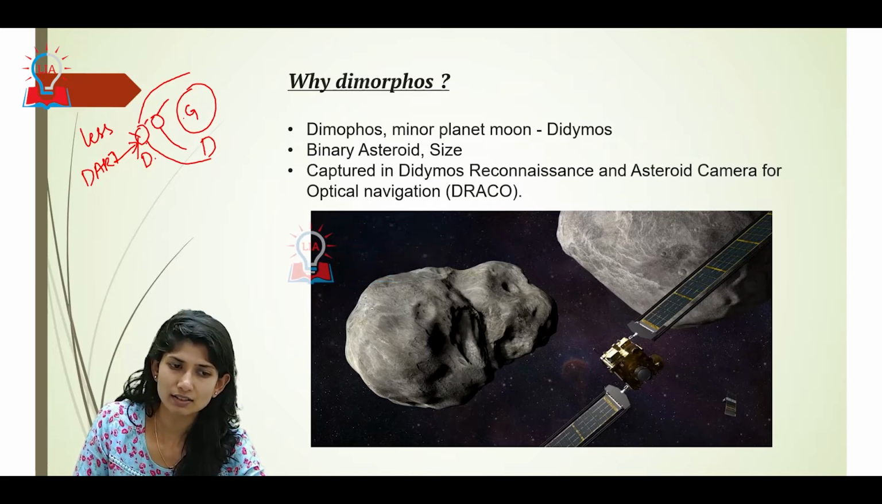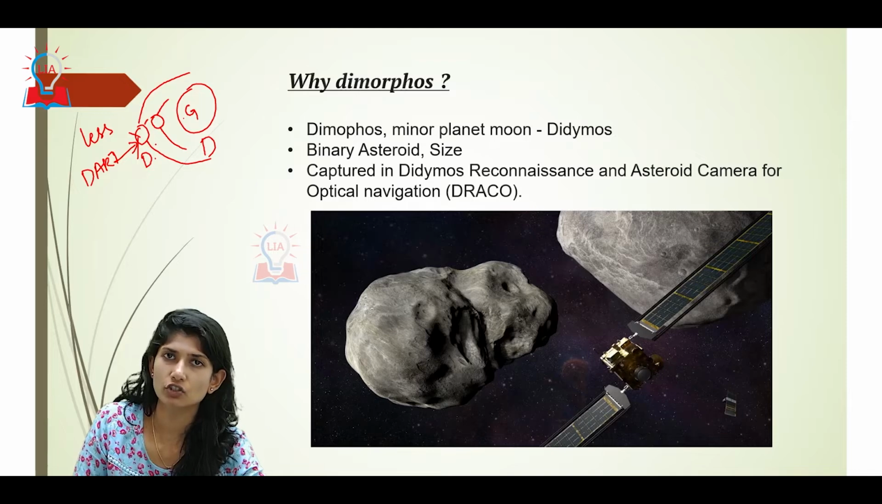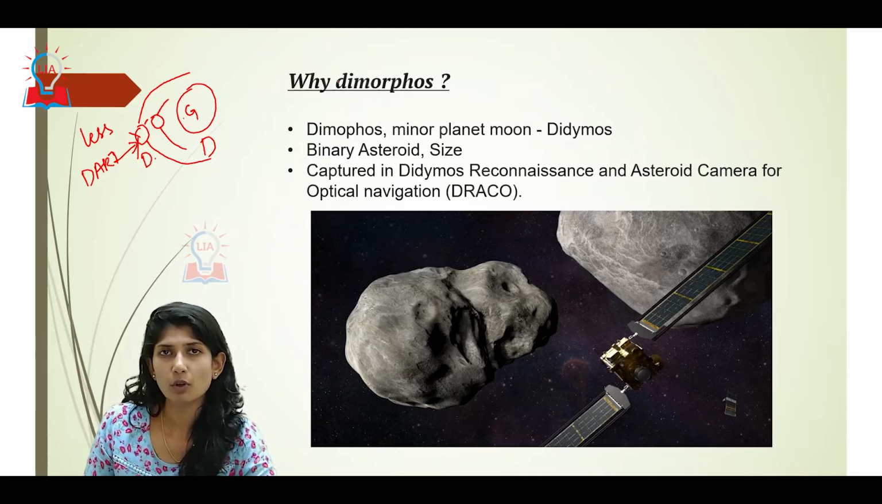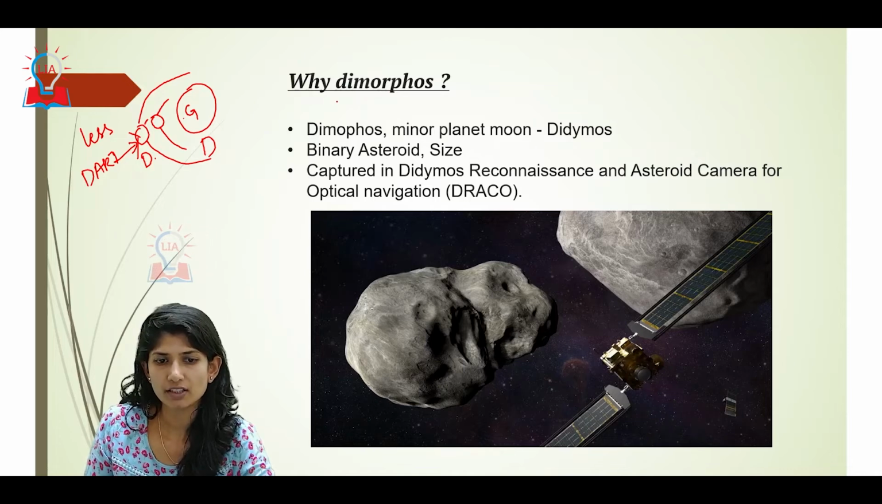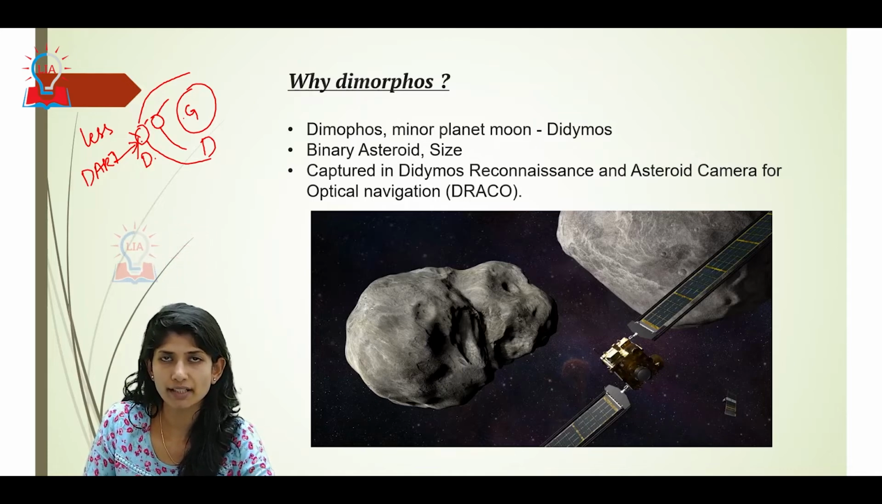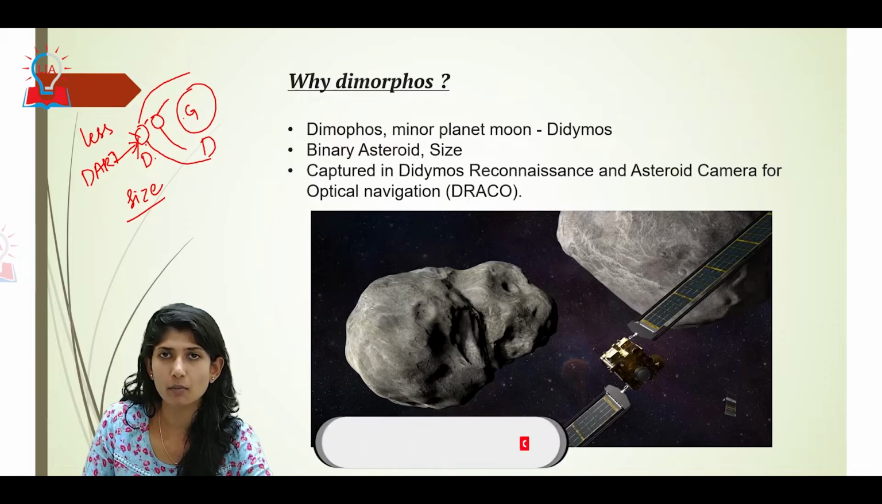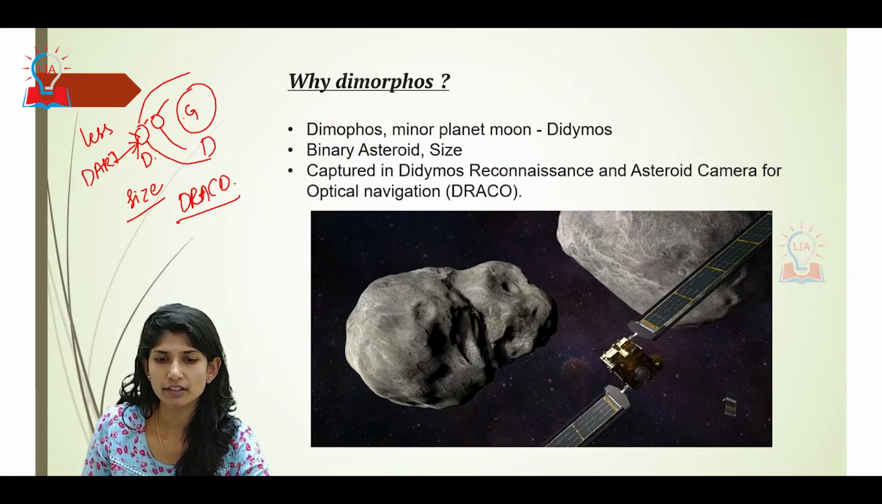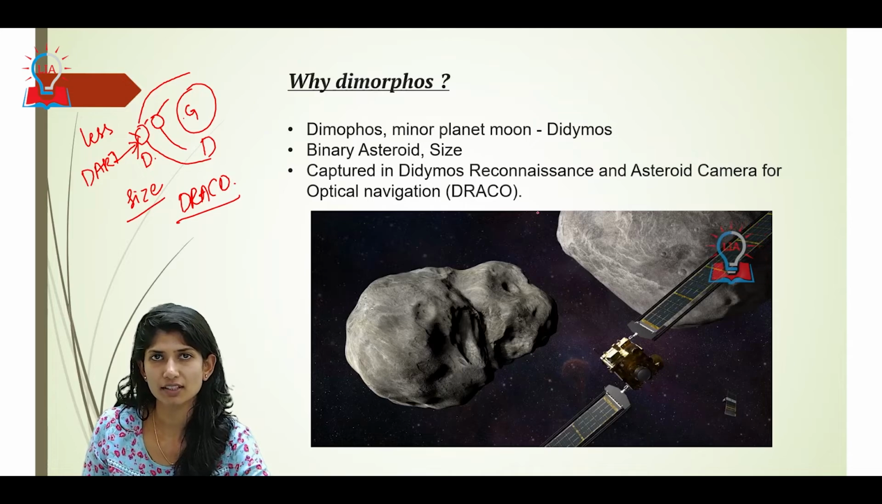Alright, this is the first time we have undertaken a venture like this, so it is a win-win situation on both sides. Dimorphos was chosen for an additional reason, not just because it is a binary asteroid, but also because it was the right size. Now, the impact by DART on Dimorphos was captured by DRACO. DRACO stands for Didymos Reconnaissance and Asteroid Camera for Optical navigation.